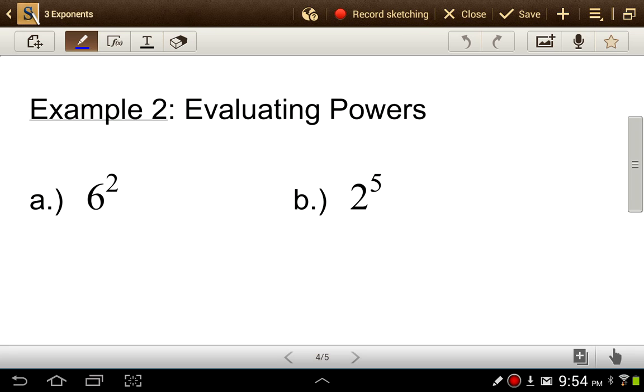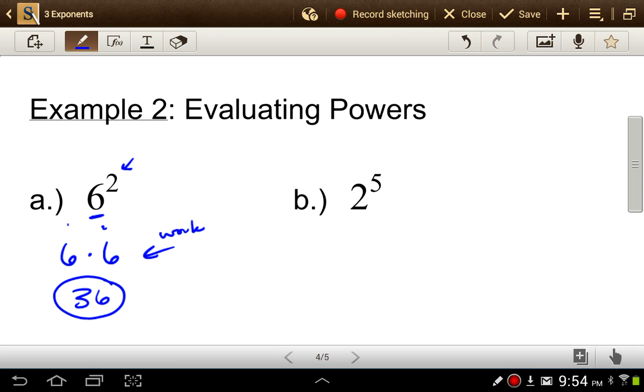So 6 squared means my base number is 6, and I'm multiplying it twice, so I'm going to have 2 6's. 1, 2. Okay, 6 times 6 is 36, and that's how I'm going to do it. So I show my work by writing it out as the factors, and then I write my answer.